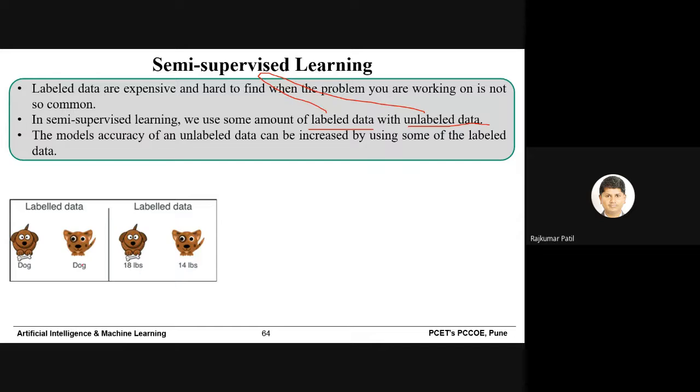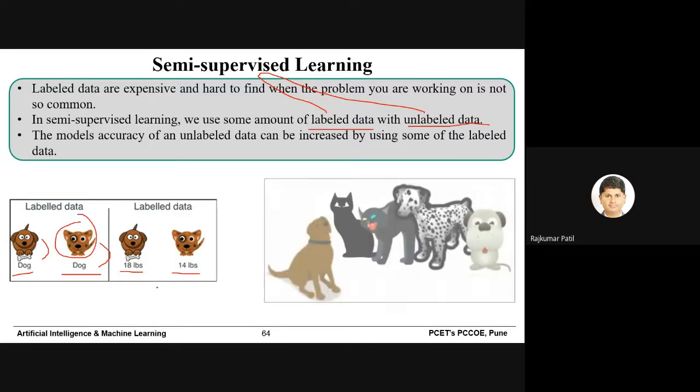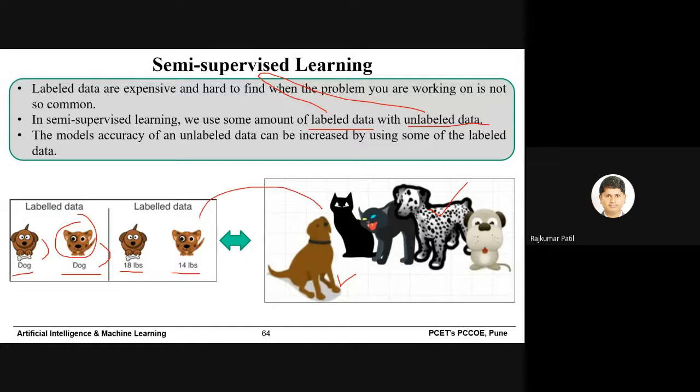So in labeled data, we may have different images of dogs, and we label them as a dog. We have its pattern. Similarly, we can have unlabeled data for dogs as well. And when we combine both types of data and develop a third machine learning algorithm which uses both labeled as well as unlabeled data, then definitely the accuracy of this machine learning algorithm would be better.